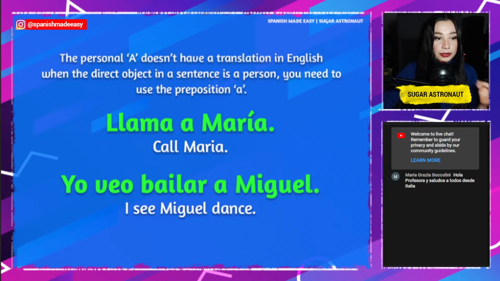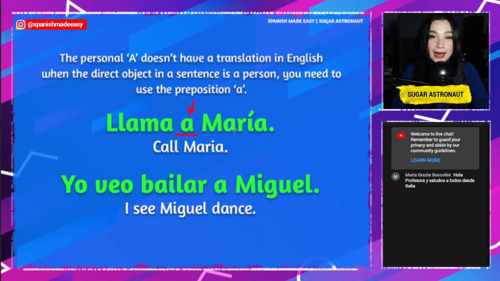Okay, so let's see some examples using the personal a, and it's very easy. Essentially, as I said, you need to use a when talking about a person in a sentence, and that person has to be a direct object in the sentence. Okay, so for example, llama a María. Llama a María. This means call Maria. If we translate, we don't have a translation of this. The letter A is just there. It doesn't have a translation, but you need it.